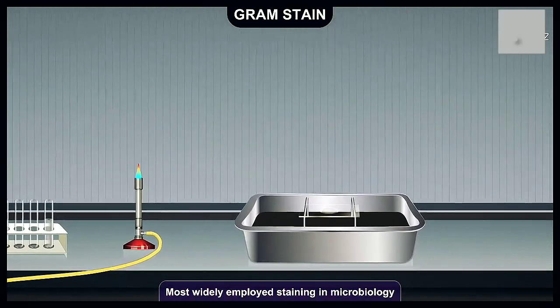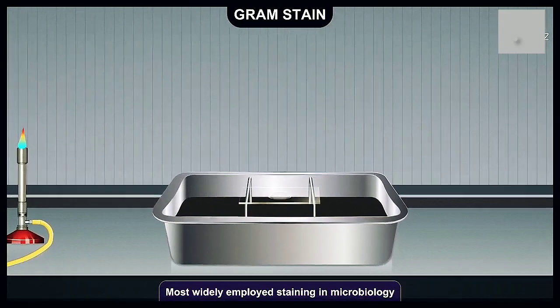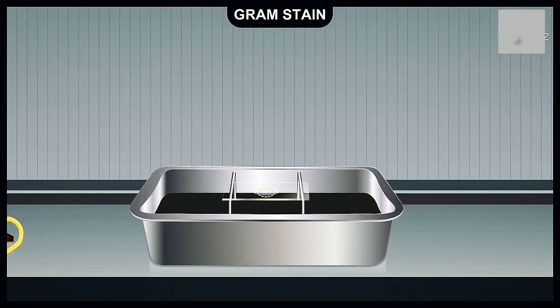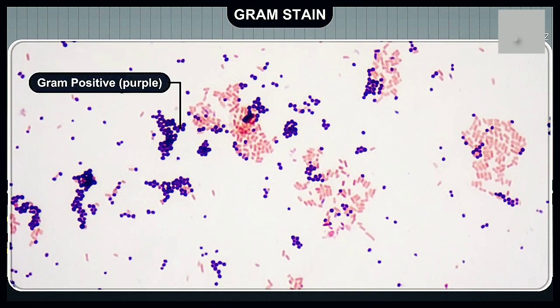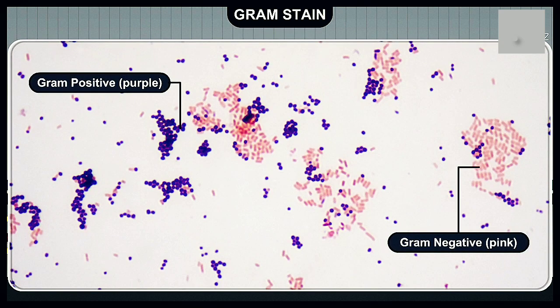Gram stain is the most widely employed staining method in microbiology. It is a differential stain because it divides bacteria into two classes, gram-positive and gram-negative.